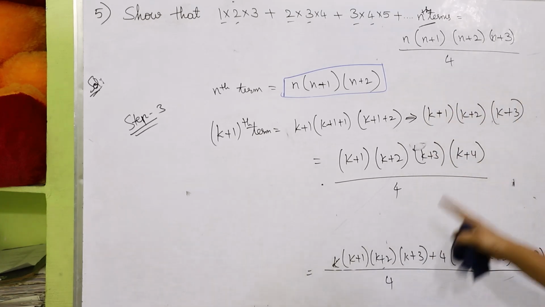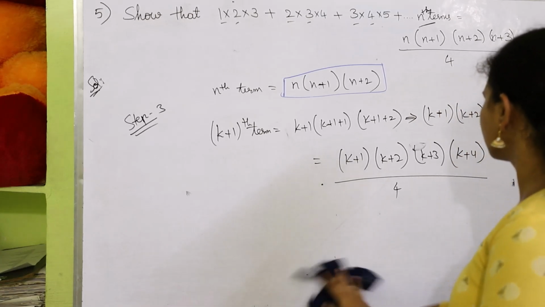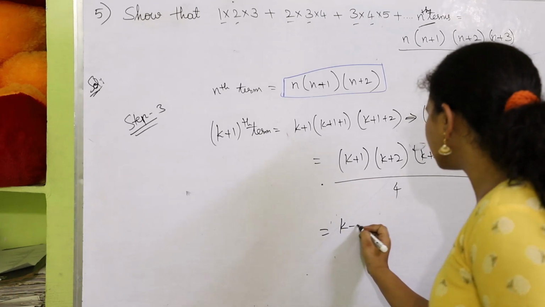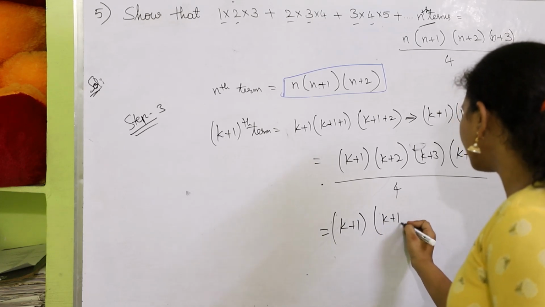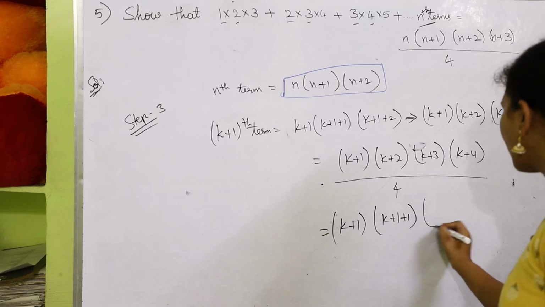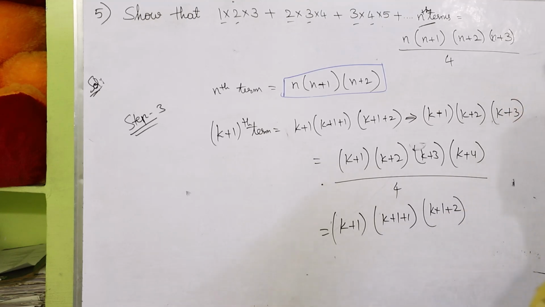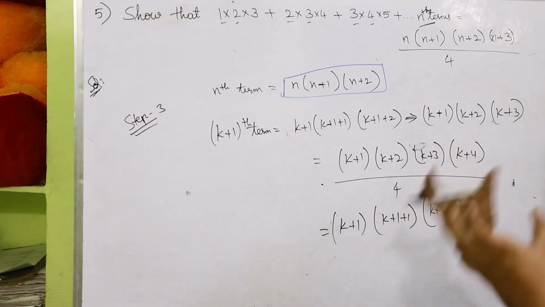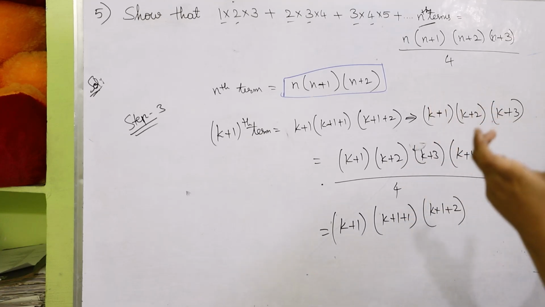I can write this as k plus 1 into k plus 2 into k plus 3 into k plus 4. I can also write this as k plus 1 as it is, into k plus 2. I can write k plus 2 as k plus 1 plus 1, right? 1 plus 1 is 2. So k plus 1 plus 1, into k plus 3. How can I write it? k plus 1 plus 2. According to the given sum, I'm writing in this form. I'm trying to get that form as the question asked.